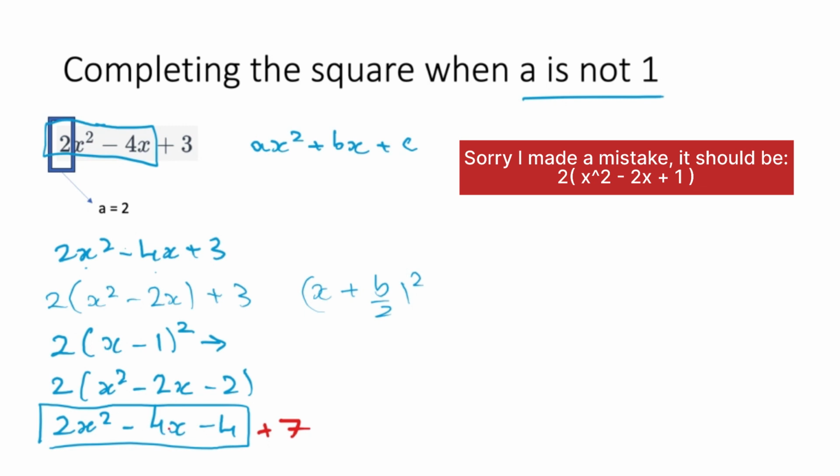So you convert whatever I squared just here back to this form. So then the equation becomes 2(x + 1) minus 1 squared plus 7.